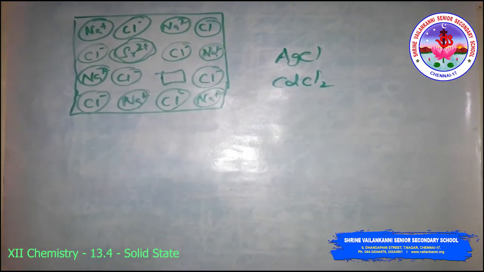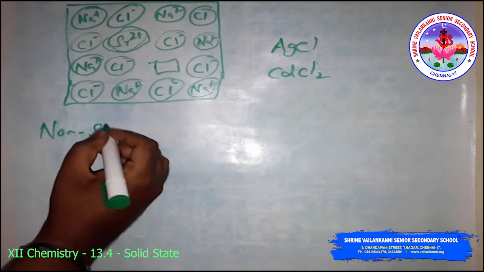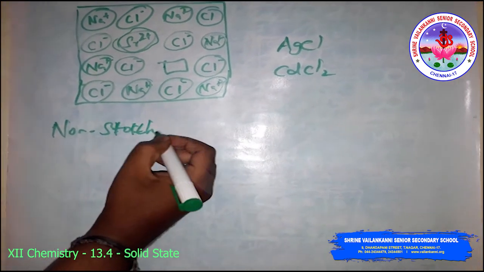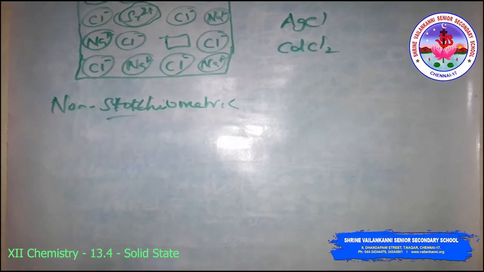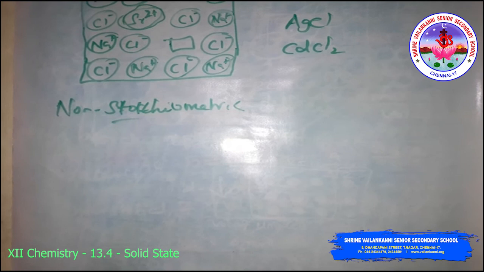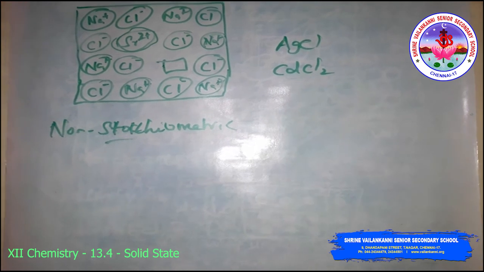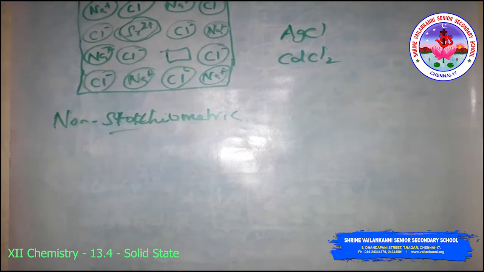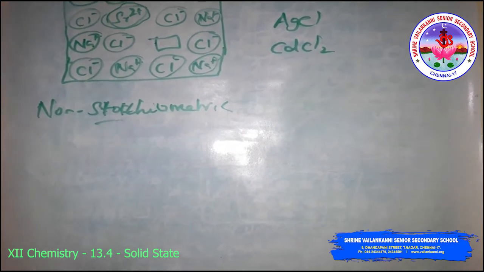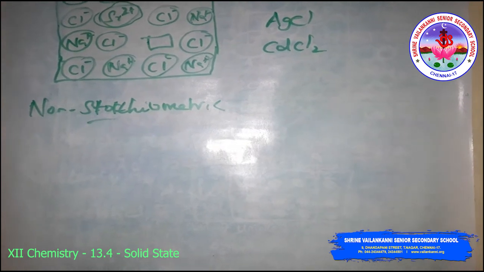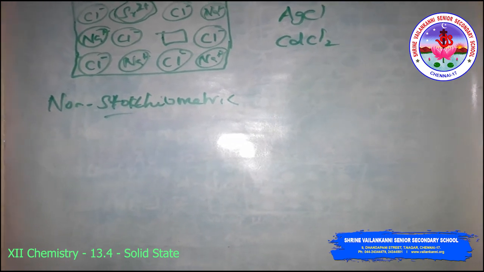Okay, then next is the non-stoichiometric defect. The defects discussed so far do not disturb the stoichiometry of the crystalline solid. However, a large number of non-stoichiometric inorganic solids are known which contain the constituent elements in non-stoichiometric ratio due to defects in the crystal structure. These defects are of two types: metal excess defect and metal deficiency defect.